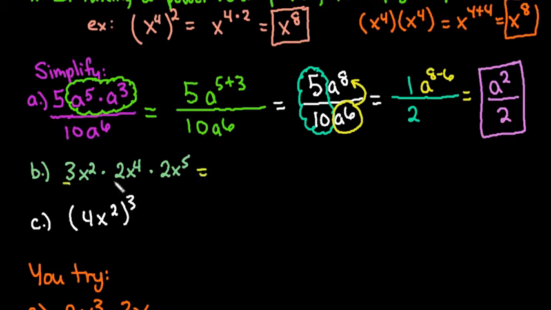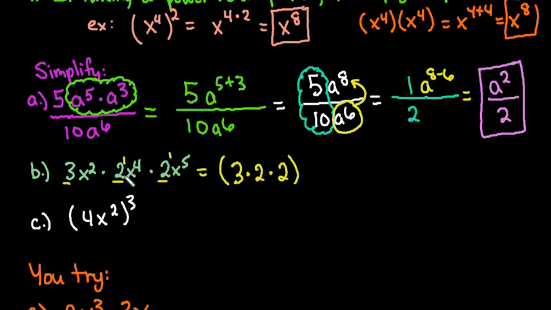This one also has coefficients. So the coefficients I just treat like normal numbers. I would just do 3 times 2 times 2. I just treat that as regular multiplication. I could do 2 times 2 instead of writing it this way. I could add the exponents here and do 1 plus 1, which would give me 2 squared, which is the same thing as 2 times 2.